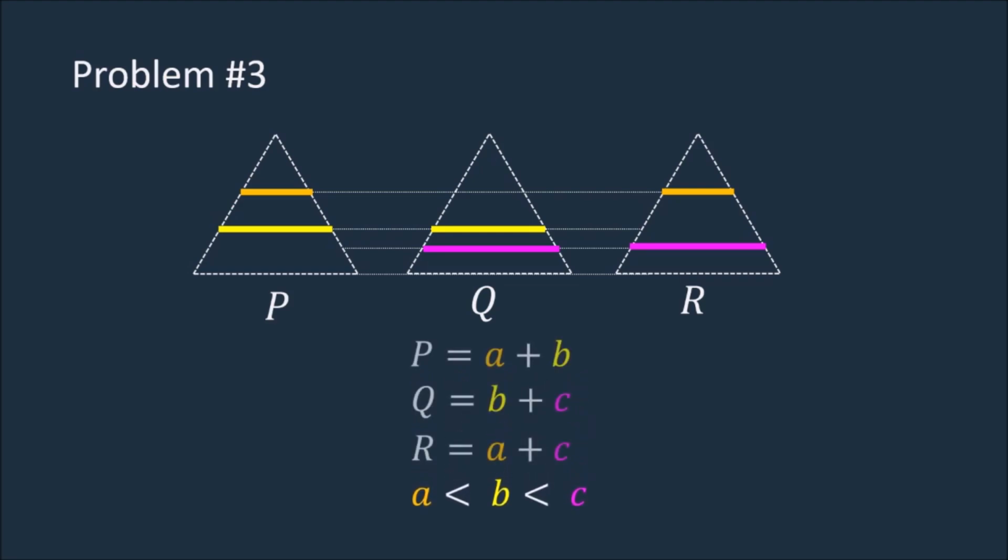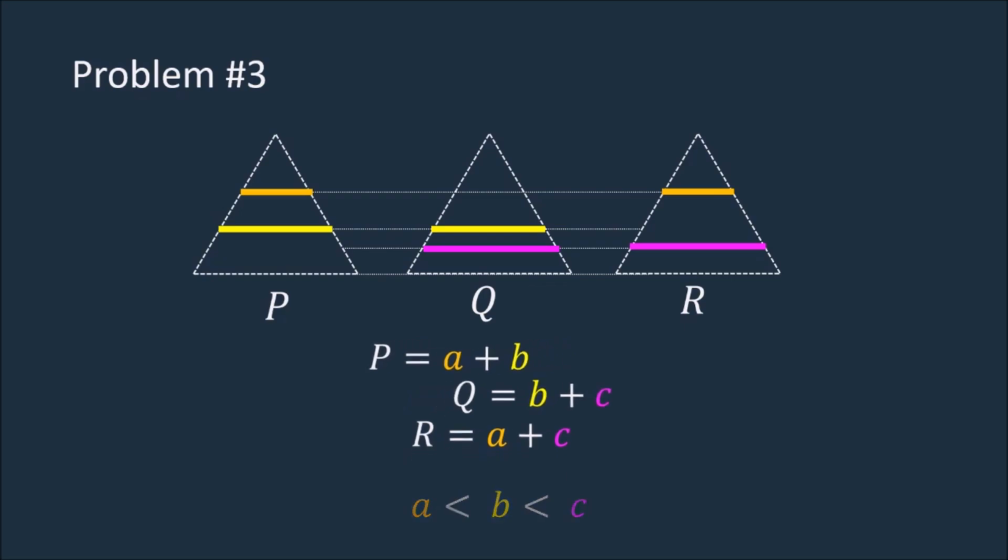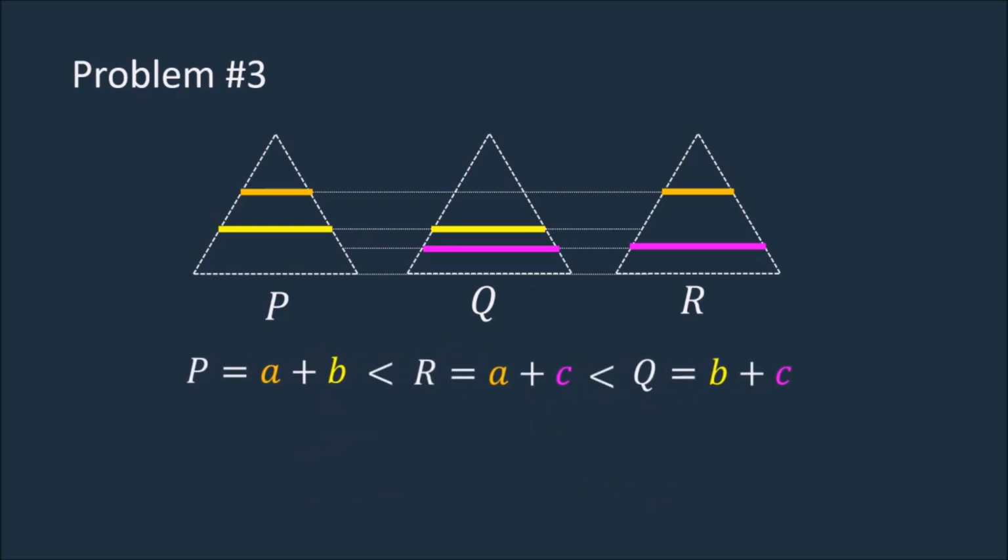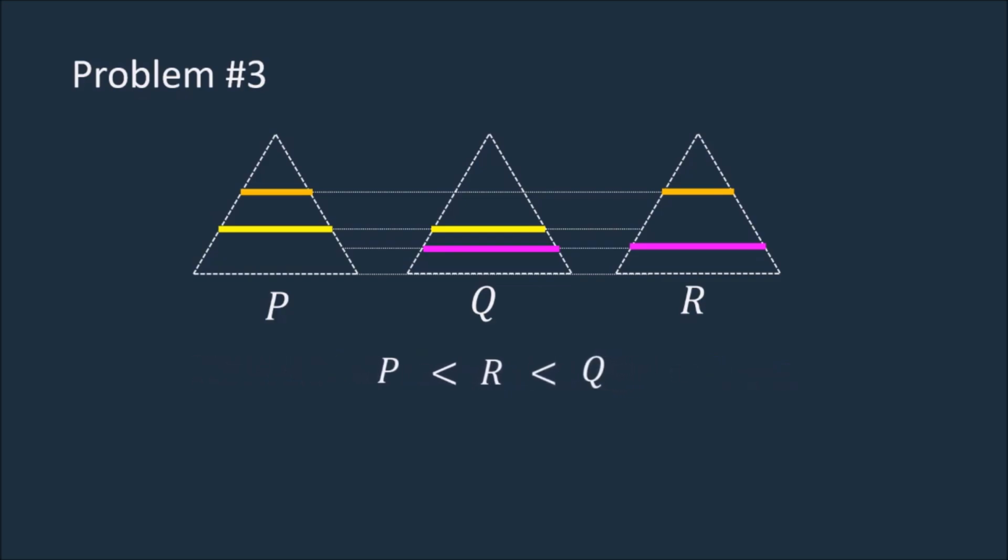We know that P equals A plus B, Q equals B plus C, and R equals C plus A. At this point, it might be helpful to replace A, B, and C with dummy numbers to figure out the relationship, but instead we can see that B and C are the biggest numbers. So we must know that their sum will be the greatest, and A, B are the smallest numbers, so their sum will be the smallest, with A plus C being somewhere in the middle. So P is less than R, which is less than Q.